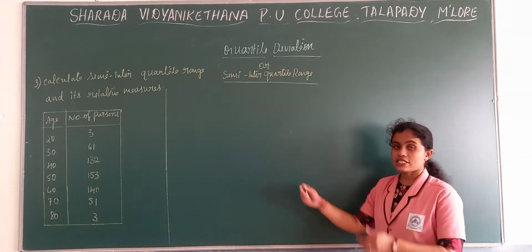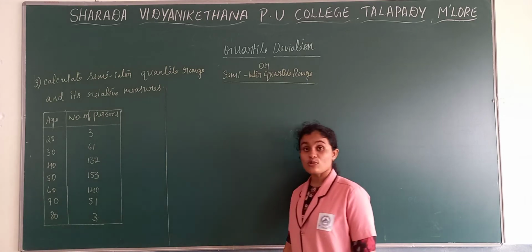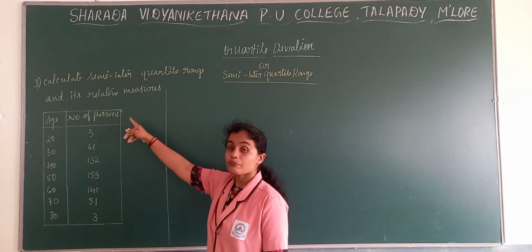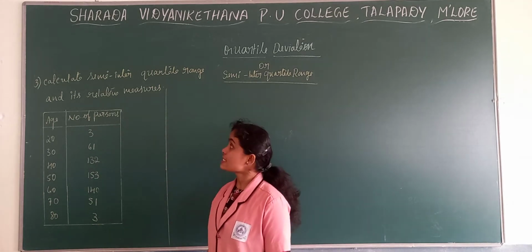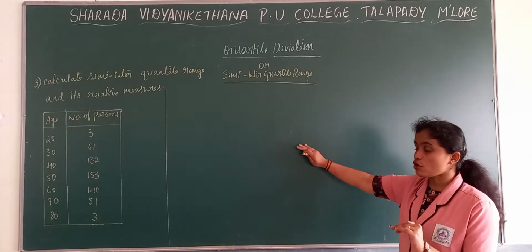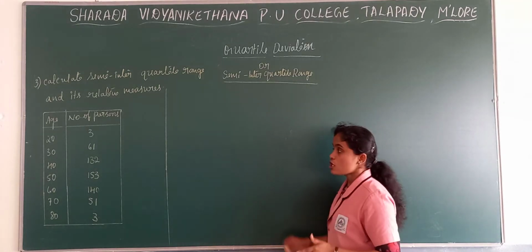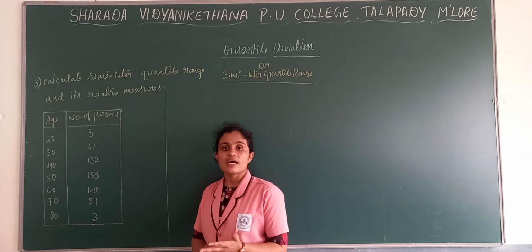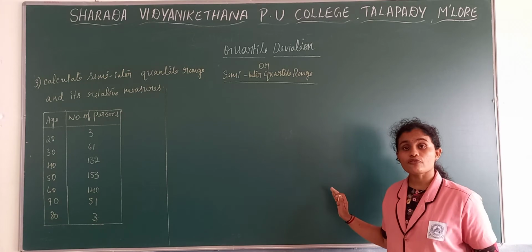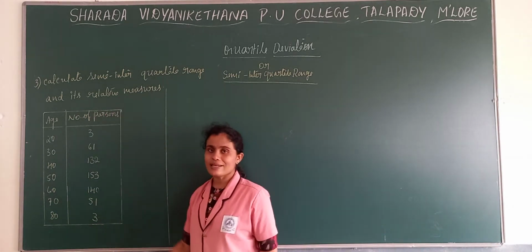Now next we will see some other problems. Calculate semi-interquartile range and its relative measure. See, they have not mentioned here calculate quartile deviation and its coefficient. Relative measure means what? In measures of dispersion we have two: one is absolute measure and one is relative measure. Under absolute measures come range, quartile deviation, mean deviation and standard deviation, and their coefficients come under relative measures. So the coefficient we also call a relative measure.